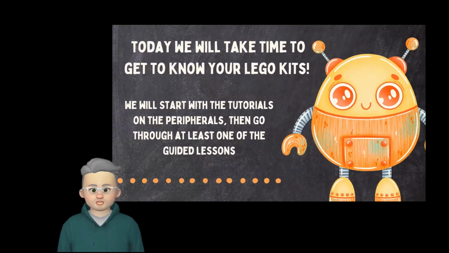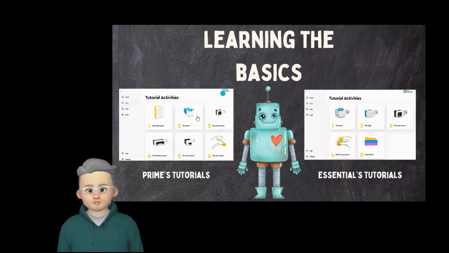All right, so today we're going to start off with the question: where do I start with these Lego kits? The Lego kits come with peripherals. Those are the sensors that come with the kit, and there's also the hub. The best way to start working with your students around these Lego kits is to work through the tutorials that have the students practice using those peripherals so they know how they work. Those peripherals come in these tutorial activities.